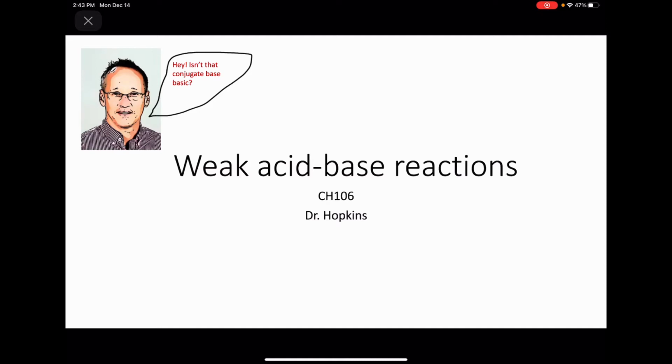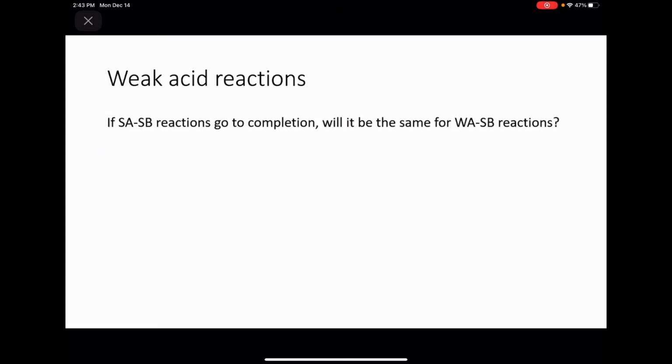Now we're going to do acid-base reactions, except now one of them is going to be weak, so weak acid and base reactions. In our strong acid, strong base reactions we just did, they all go completely 100% to products, so they go to completion. So the question is, will it be the same if we have a weak acid or a weak base for that matter? Let's check this out.